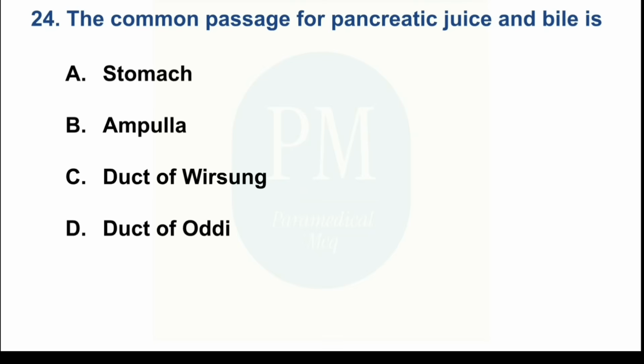The common passage for pancreatic juice and bile is option A, stomach. Option B, ampulla. Option C, duct of Wirsung. Option D, duct of Oddi. The correct option is option B, ampulla.